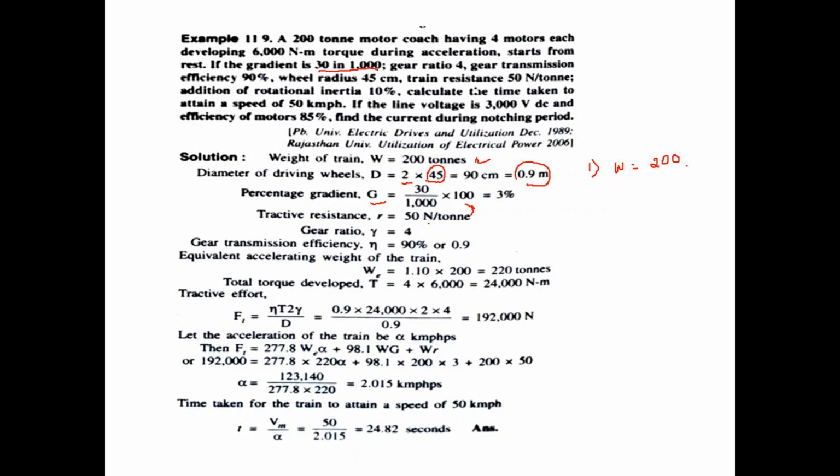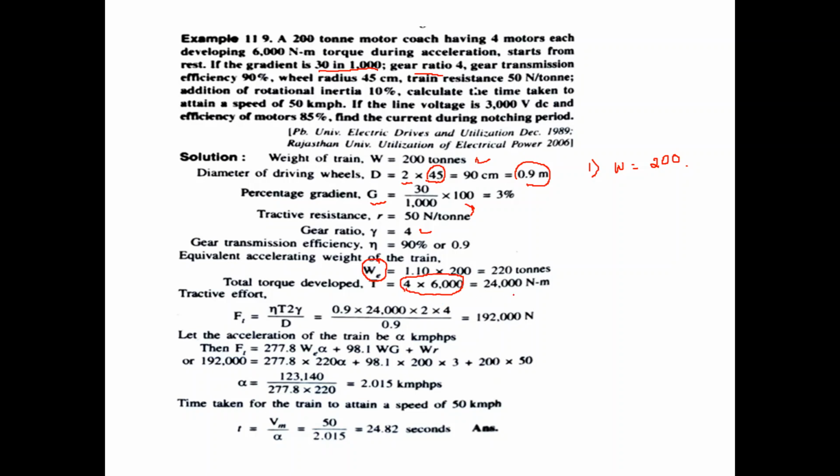Tractive resistance is given as 50 Newton per ton. The gear ratio is given as 4, and the efficiency is 90%. Here the effective weight is calculated, which is 10% more than the weight, so 220 tons. The total torque developed is 4 into 6000, because there are four motors, so it is the total tractive effort torque, this much.